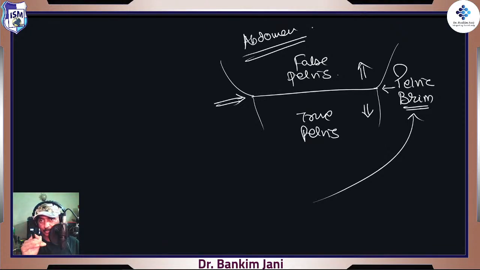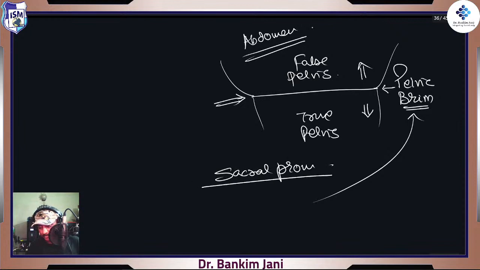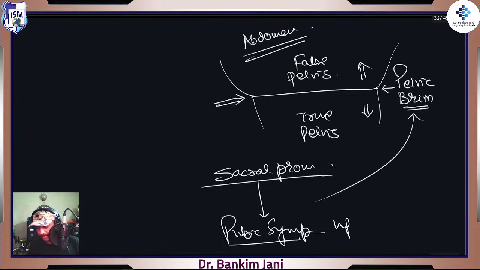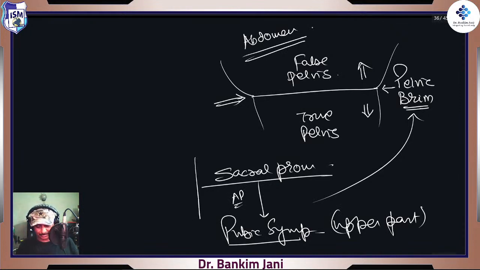From the sacral promontory to the upper part of the pubic symphysis. Now, do you remember what that was? When we said sacral promontory to the upper part of the pubic symphysis, this is the AP diameter of the pelvic inlet, right? Exactly. This is the AP diameter of the pelvic inlet.